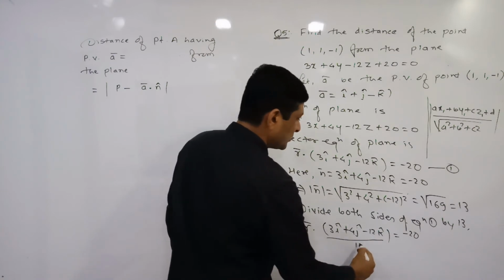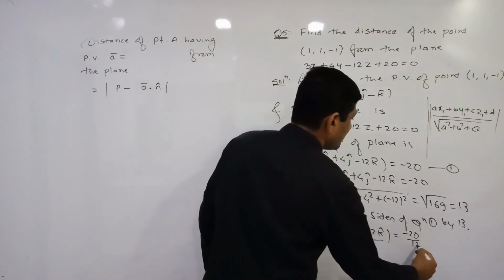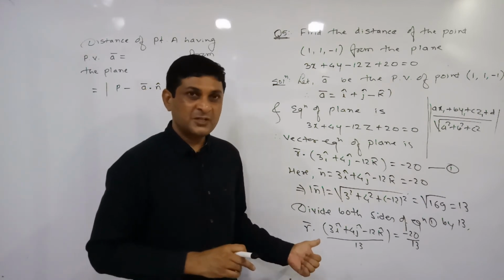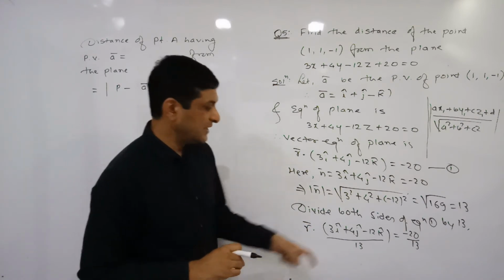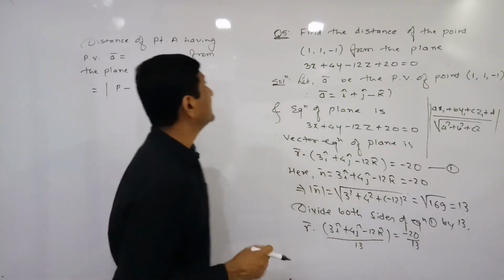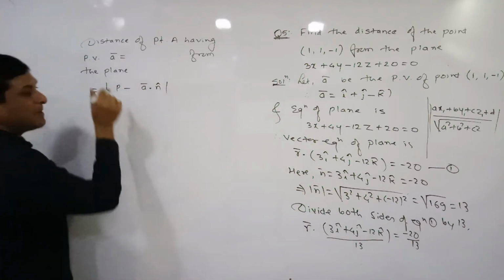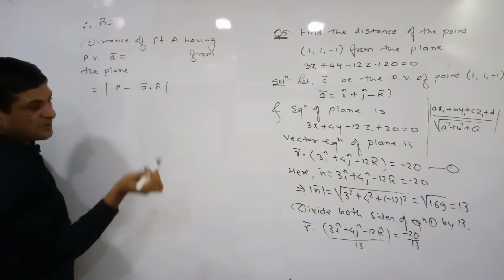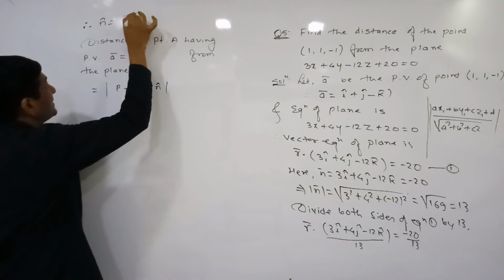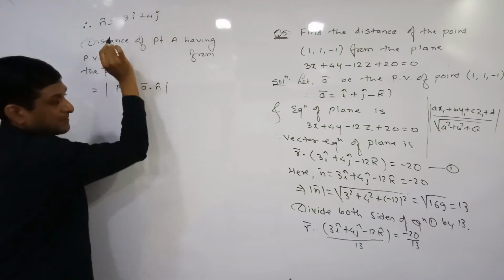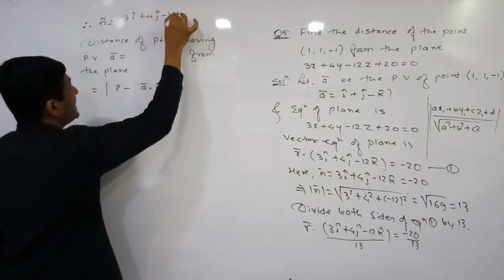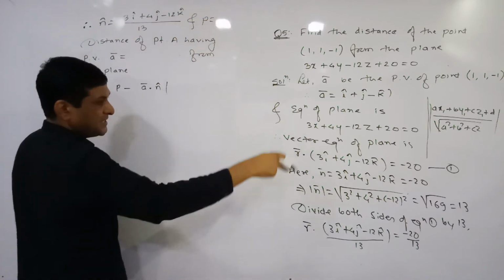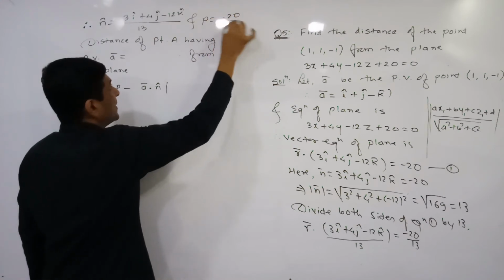I am simply dividing both sides by 13. Now we can say that this equation is in what? Normal form. So once the equation in normal form is known to us, we will get the value of n cap and what? p. So therefore n cap is equal to, what is the value of n cap here? 3i cap plus 4j cap minus 12k cap divided by 13, and p will be equal to, what is the value of p here? Minus 20 upon 13.